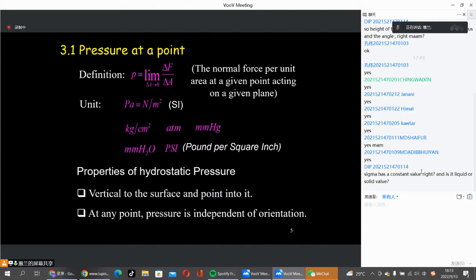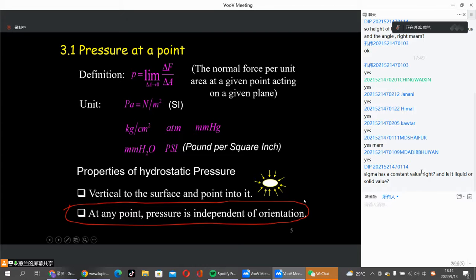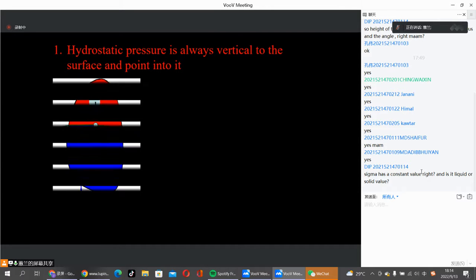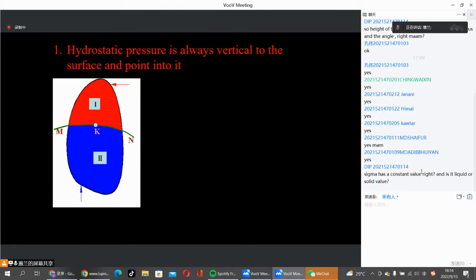For hydrostatic pressure, we have two very important properties. First, the pressure is always perpendicular to the surface and points into it. The second is that at any point, pressure is independent of orientation. Why? I can do a very simple verification. First, hydrostatic pressure is always perpendicular to the surface and points into it.